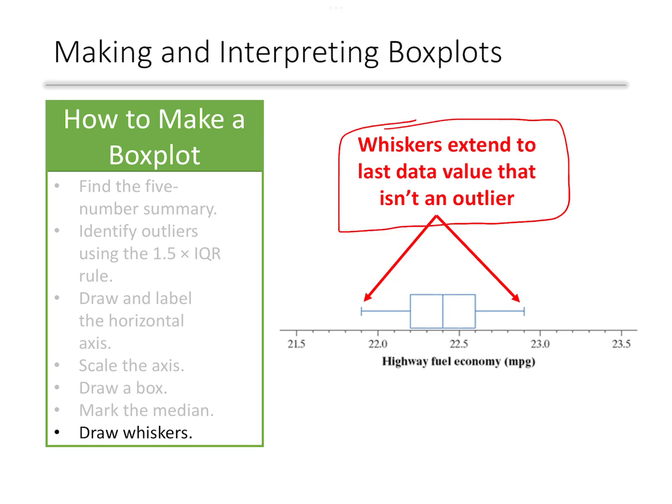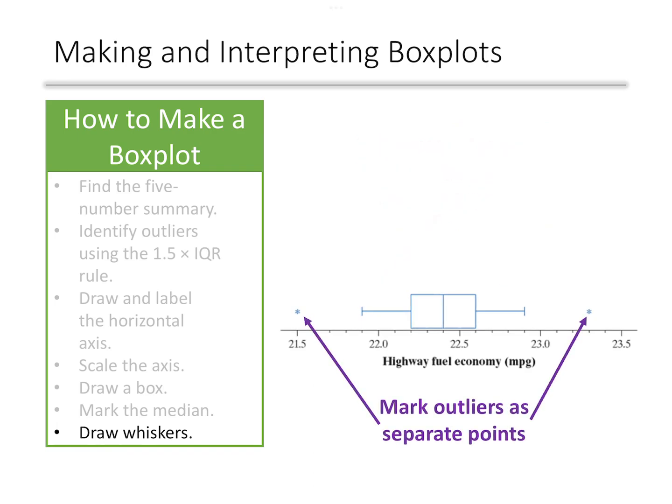If it's an outlier, we don't go that far, because the next thing you have to do is mark those outliers. So you're not going to draw all the way out. This is our max and this is our min, but they're outliers. So you can use asterisks or some other little points to represent your outliers.